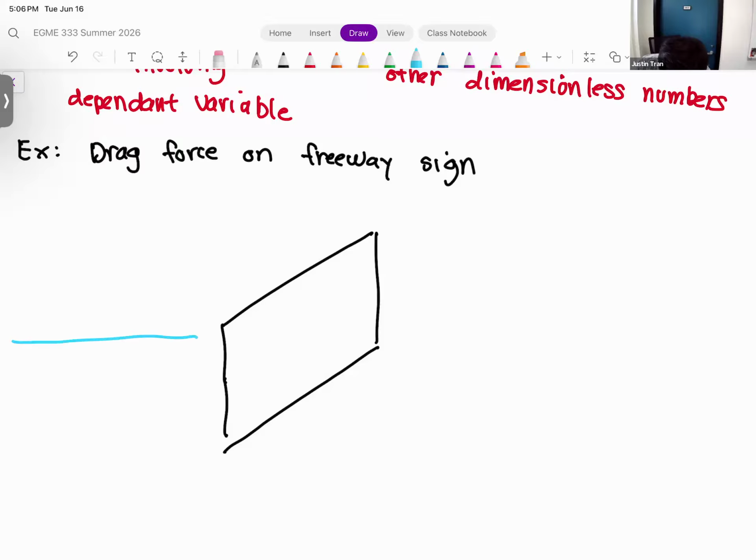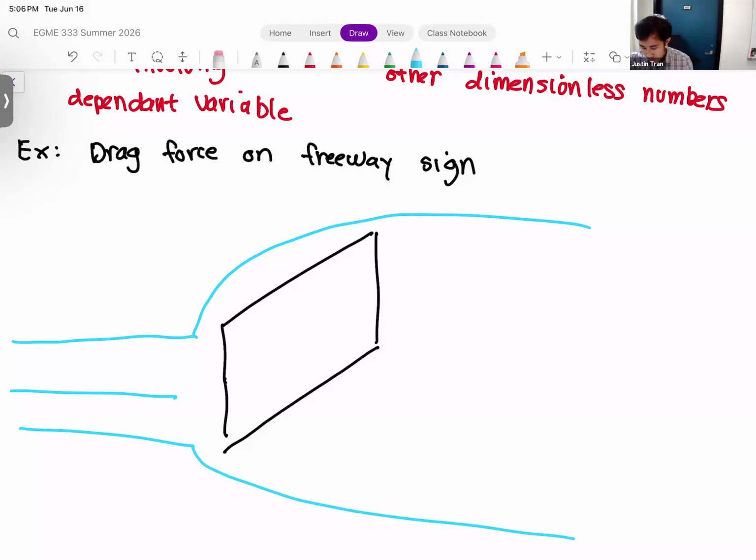So we're going to have flow coming in. It's going to hit the rectangle, it's going to hit our sign. And of course, it has to go around. If you think back to our flow around a cylinder, this means there's going to be a drag force just because a wake is going to form. Our fluid that's coming in has a certain velocity v, a certain viscosity mu, and its own density rho.